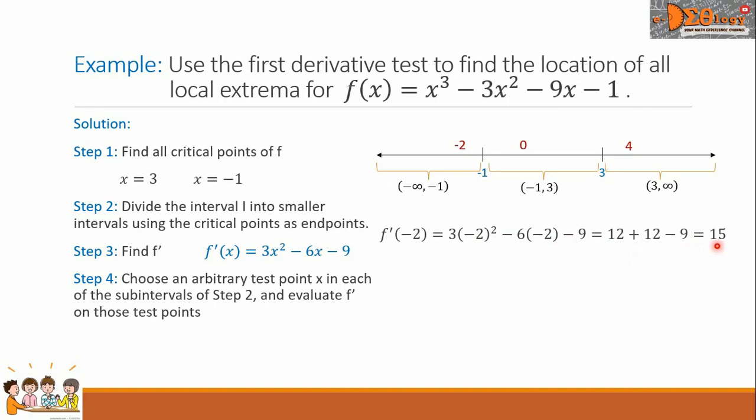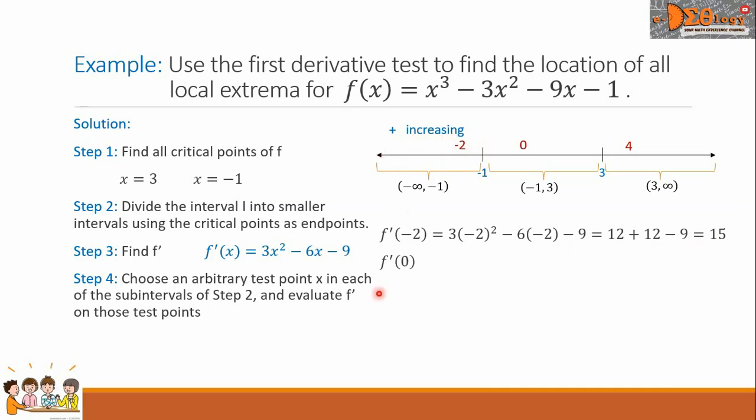We are more concerned with the sign of the number 15. So this positive represents the sign of the derivative on this interval. So we take a note here that we have a positive or the plus sign, and we know that we have an increasing function on this interval.